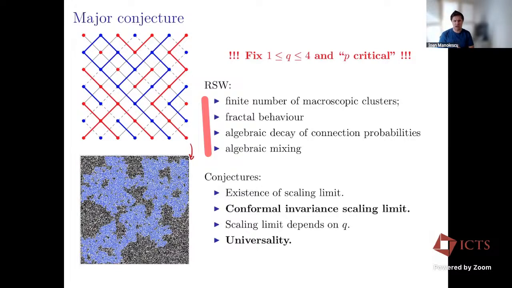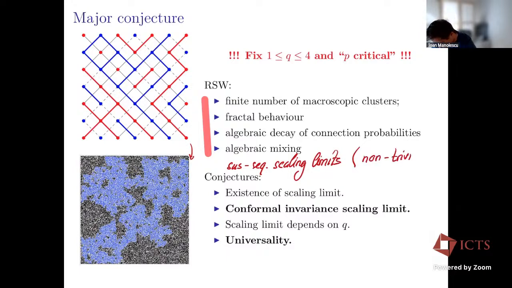Actually, what you also have is subsequential, I should have written here, subsequential scaling limits. You know that there exist subsequential scaling limits which are non-trivial. I'll explain what that means. And so what are the main conjectures in this setting? Well, you expect that there exists a scaling limit.